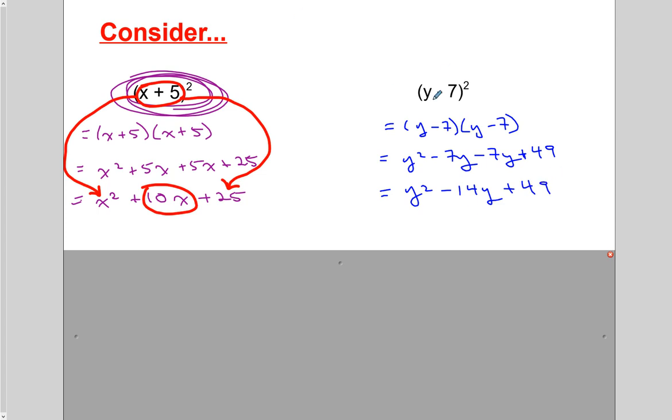Okay, let's consider our patterns. Well, we ended up with a y squared. We ended up with a 7 squared. And the one in the middle, how does that relate to our terms?